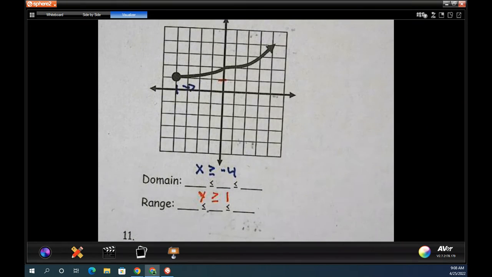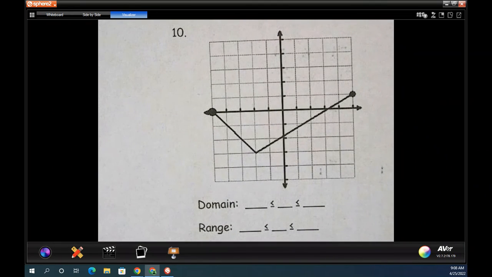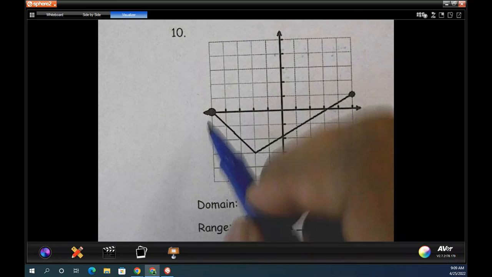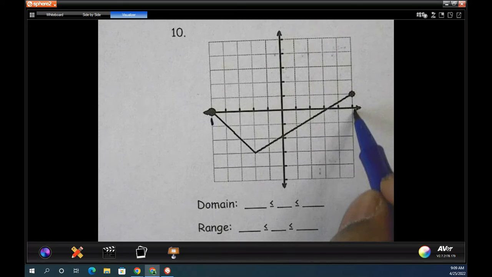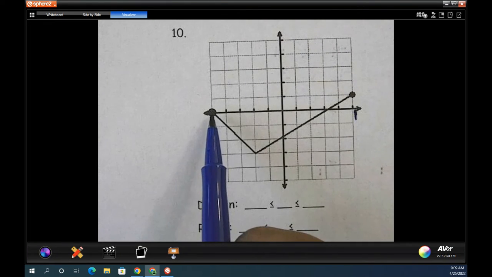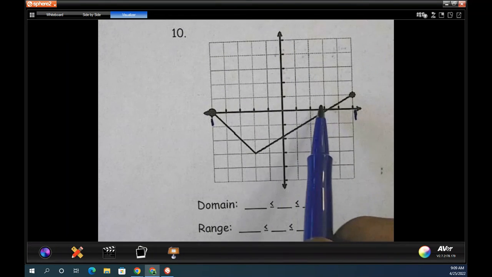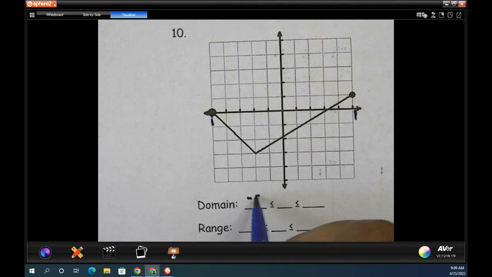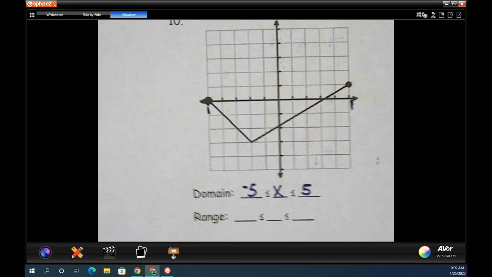Now, I want to talk about number 10 again. Graphs like this. All right. Here's the deal. We have endpoints. So it goes all the way from here over to here. So it's between -5 and 5. You can basically write it like that. Put your x because you're talking about the domain.